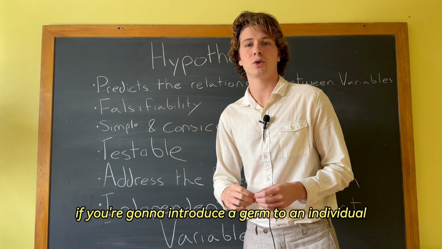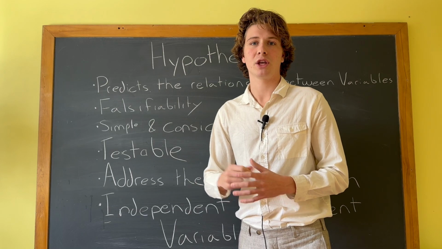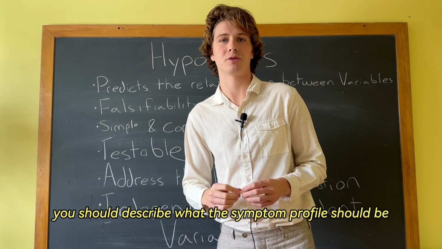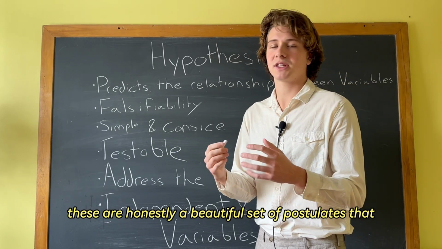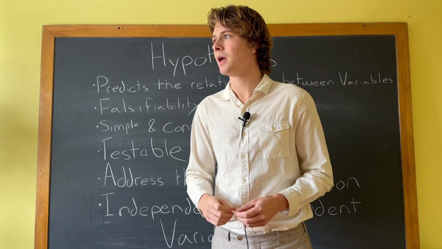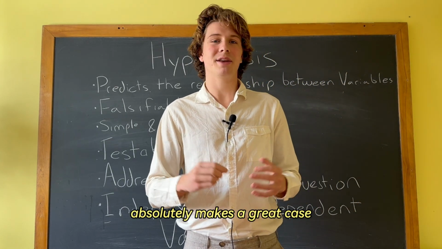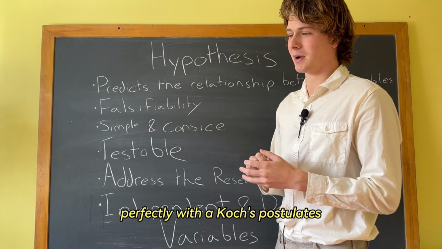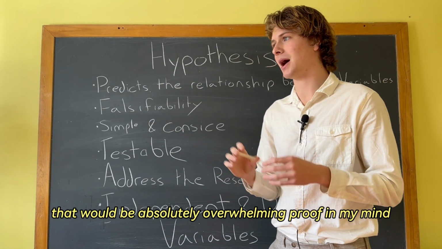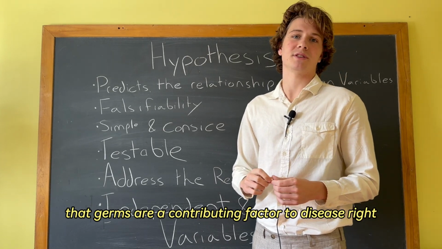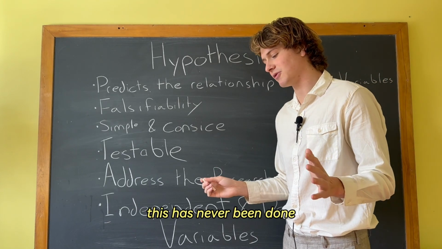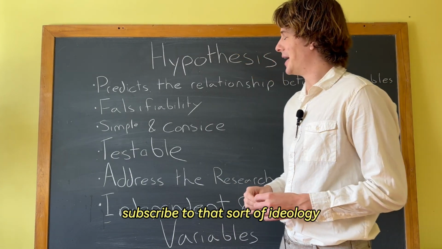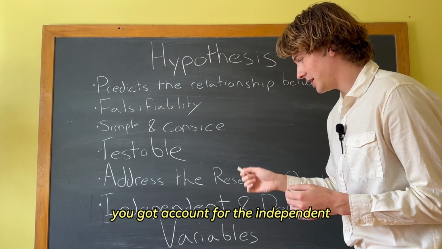If you're going to introduce a germ to an individual, an isolation of germs, an isolation of bacteria, you give that to an individual, they should have the symptom profile at hand, right? That should be included in the hypothesis. You should describe what the symptom profile should be, right? If you look at Koch's postulates, these are honestly a beautiful set of postulates that are almost a hypothesis in a way, right? This set of postulates absolutely makes a great case for a germ being the cause of a disease, right? If the methods lines up perfectly with the Koch's postulates, that would be absolutely overwhelming proof in my mind that germs are a contributing factor to disease, right? If they are a causal factor to disease. However, this has never been done, obviously, in scientific literature, which is why we don't subscribe to that sort of ideology. But a good hypothesis, of course, you got to account for the independent and the dependent variables, right?